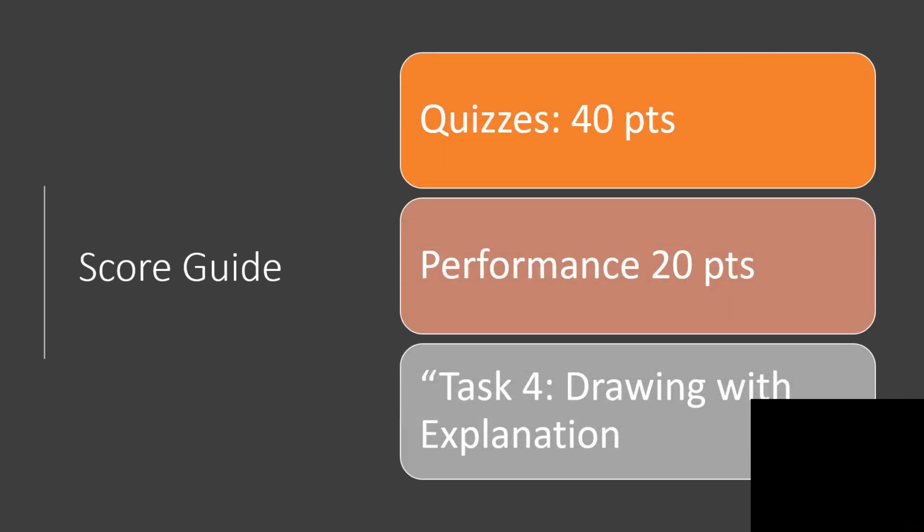So, let us go back to our score guide. So, our quizzes, that is from task 1 up to task 3, including kasama si assessment and si reflection, 40 points. Performance natin, 20 points, which is task 4, drawing with explanation. So, pag nag-drawing ka lang, walang explanation, malamang mga 10 or below yon. Kailangan may explanation so that you can hit the target, 20 points.